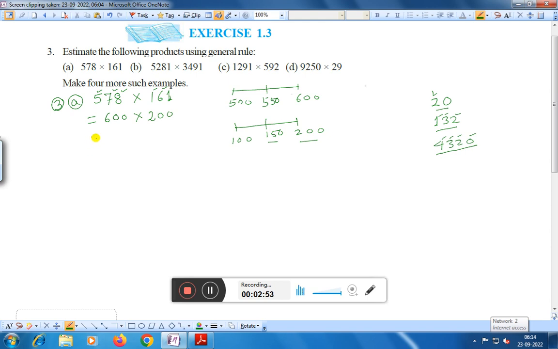Therefore the answer will be 6 into 2 is 12, and how many zeros? 4. 1, 2, 3, 4. This is the answer of A. Now we will do question number B.